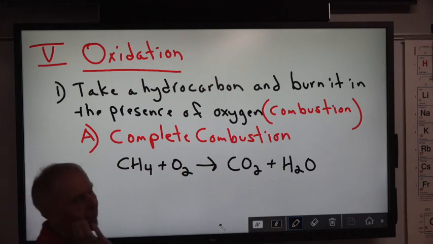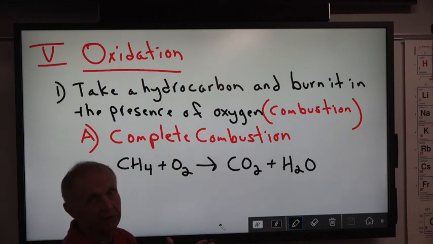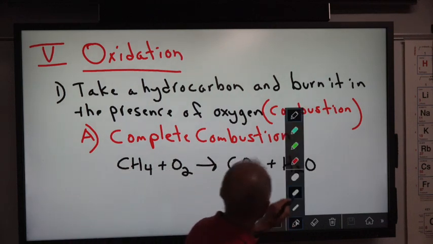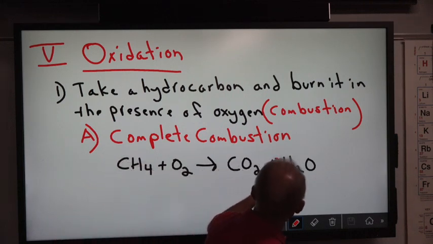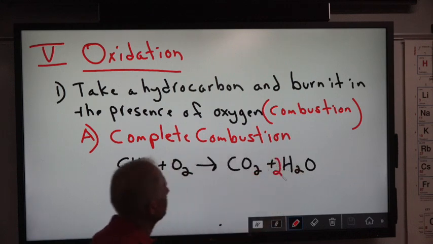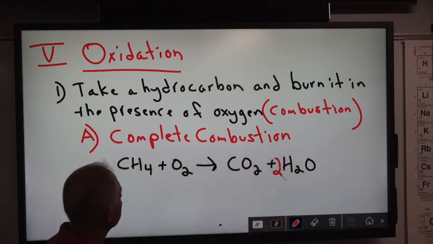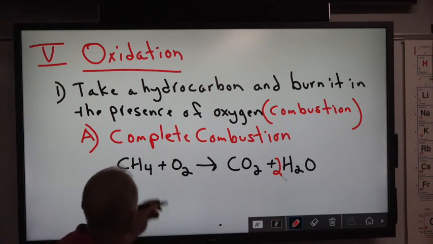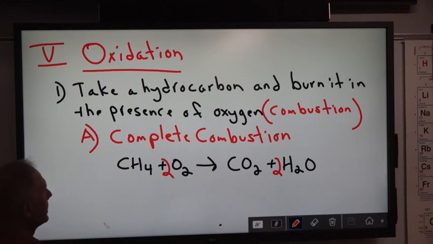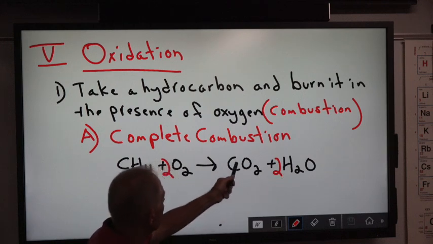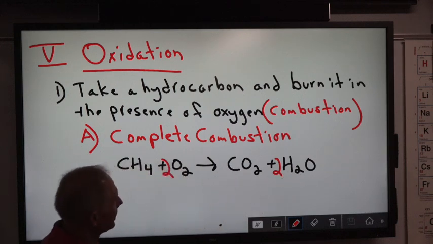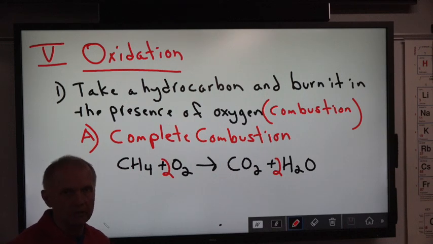All right, so let's balance this thing because I don't like to leave things unbalanced. So, let's see what we have. We have 4 hydrogens, so let's put a 2 here. That would give us 4 hydrogens. That would give us 4 oxygens. So all we have to do is just put a 2 here. And I think we're pretty good to go. 1 carbon, 1 carbon, 4 hydrogens, 4 hydrogens, 4 oxygens, 4 oxygens. We're good. That is complete combustion.